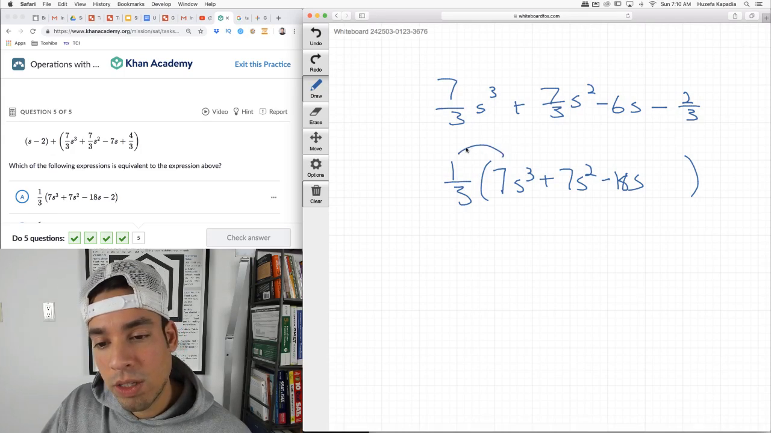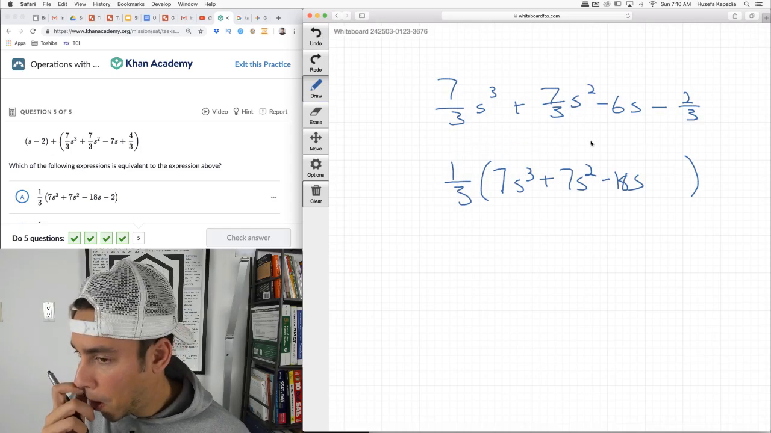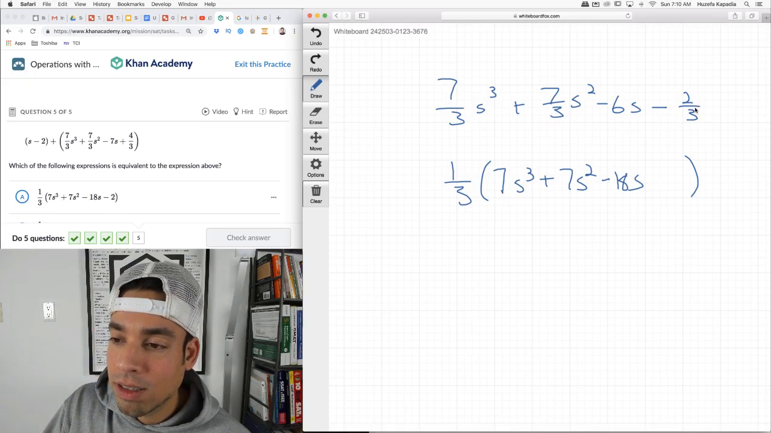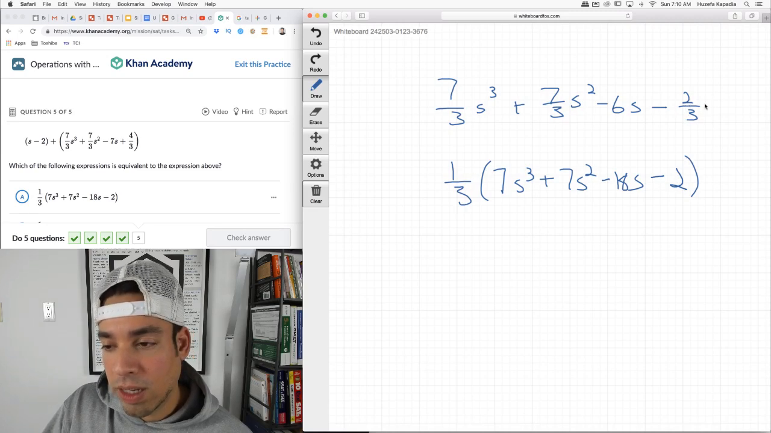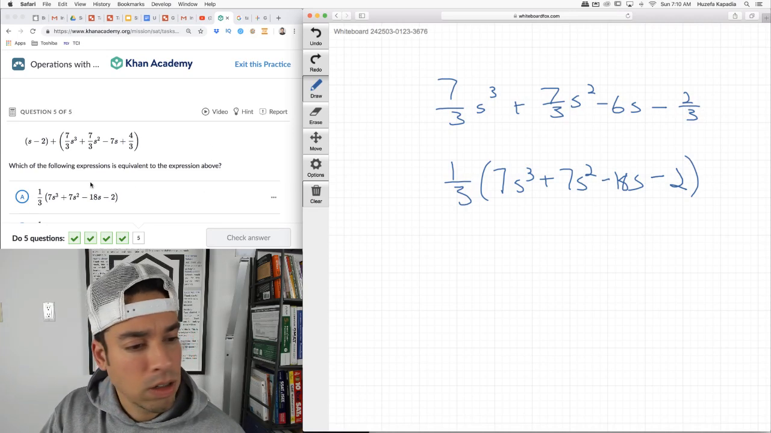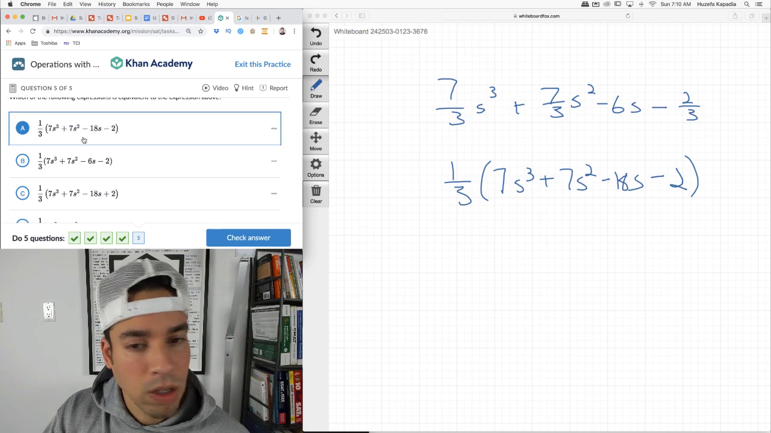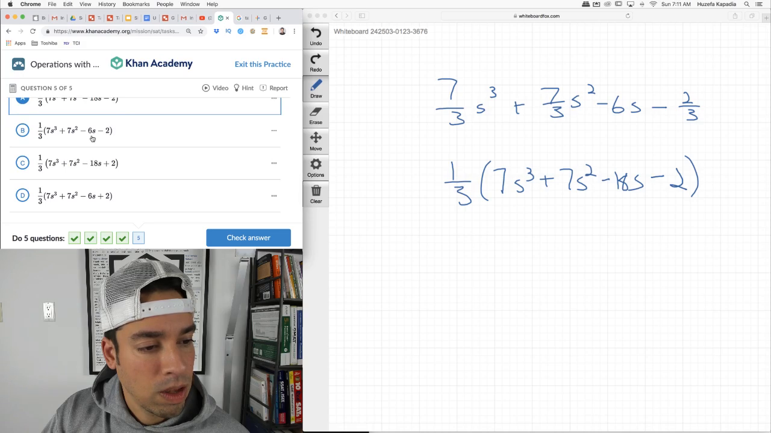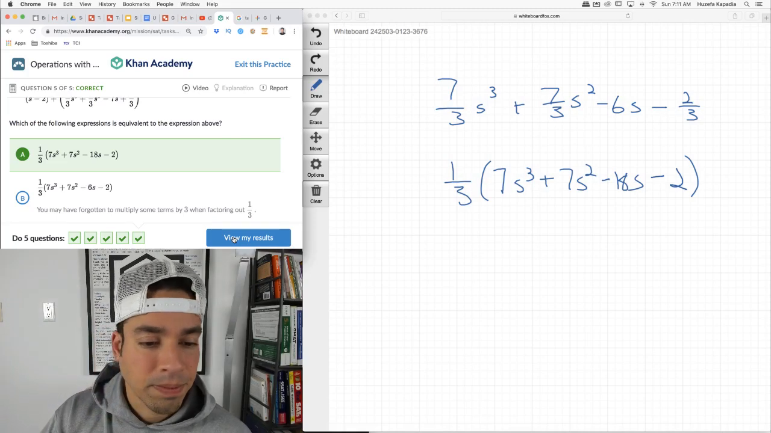I know that these are right too, because if I redistribute it, I go back to 7/3, 7/3, okay? And then if I pull out a 1/3, this one, it's 6, it's 2 minus 2, okay? 1/3 of -2 is -2/3, and that's my answer. So let's see. It's this one, I think. 7S cubed, 7S squared, -18S minus 2. Yep, should be right. Yeah. All right, that's it.